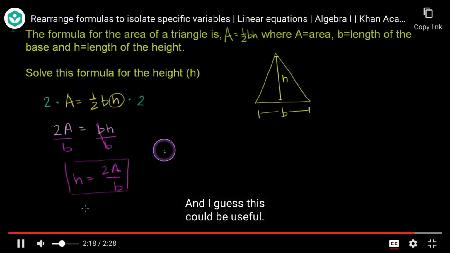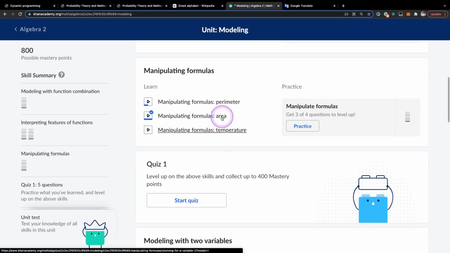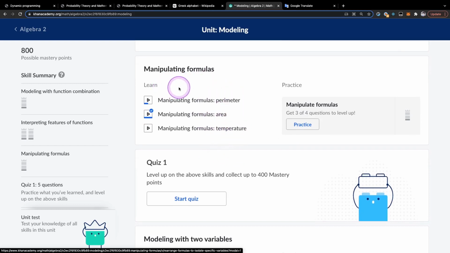And I guess this could be useful if... Alright, it's still quite simple. And I guess the three videos are just talking about the same thing, which is how you can manipulate the formula, or especially the equation.